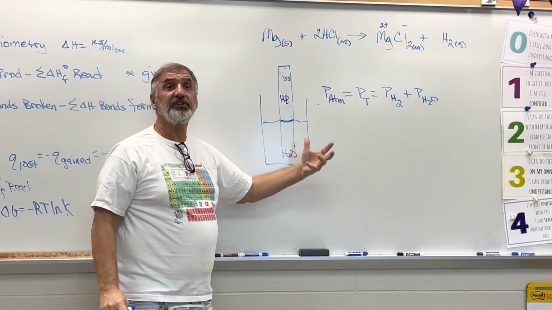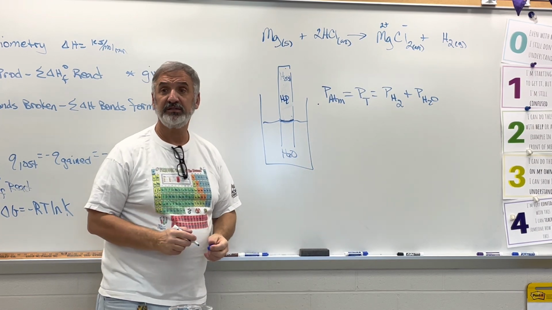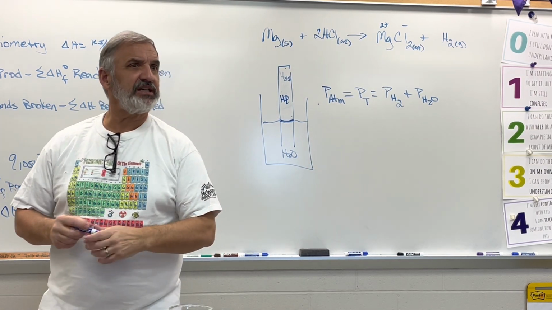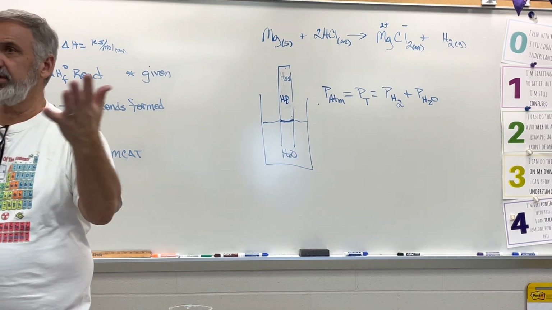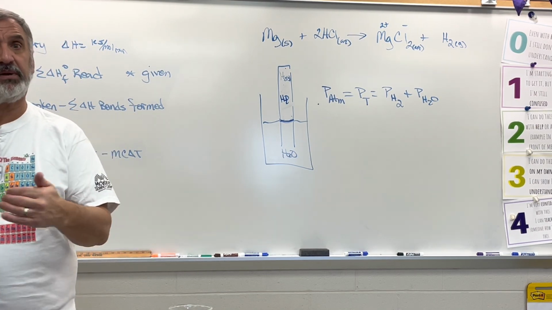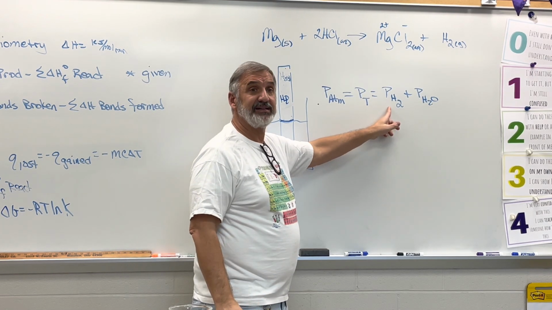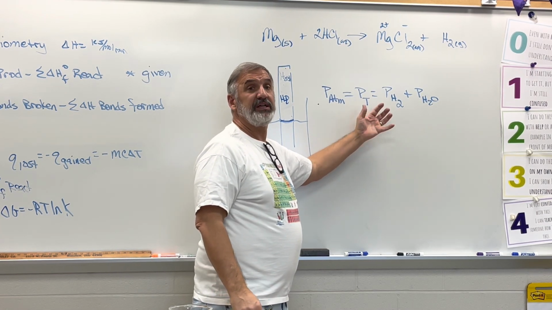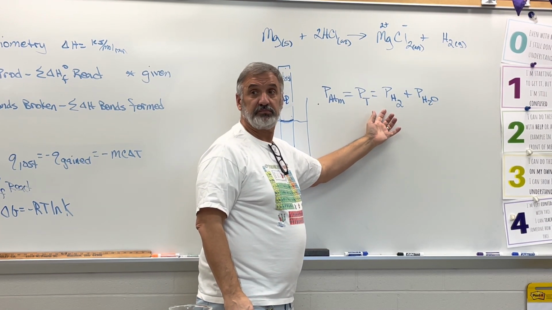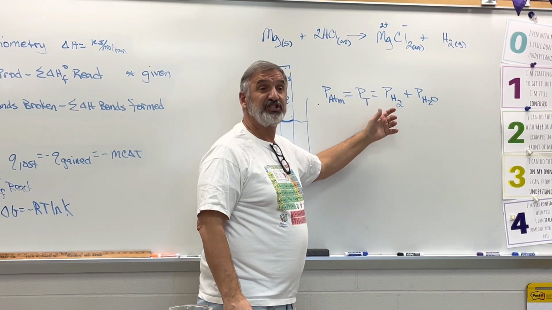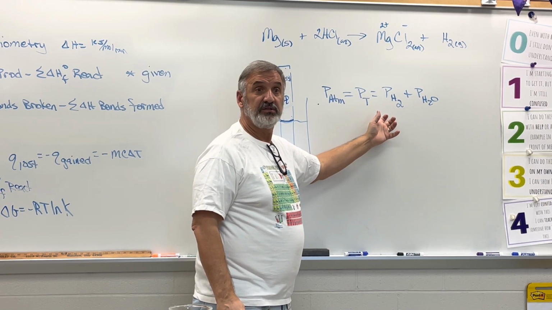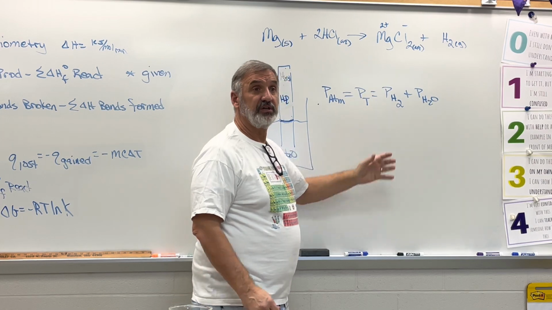But how do I get the pressure of the dry gas? Subtract out the water vapor, which we get from the back of the book, or it's given in the problem, or whatever. It's dependent upon what temperature it is. So we use the pressure of the dry gas then to do any calculation. You remembering that? That's Dalton's law of partial pressures.